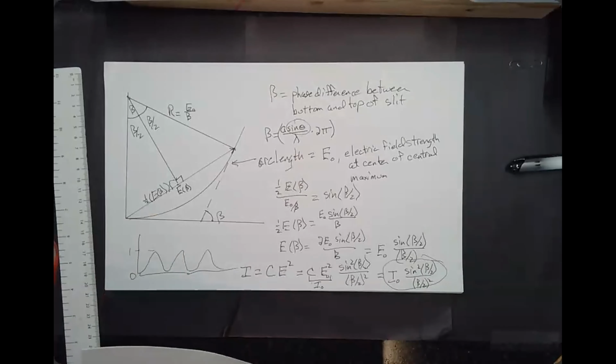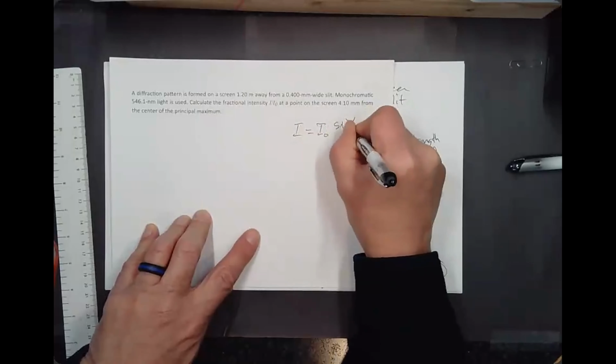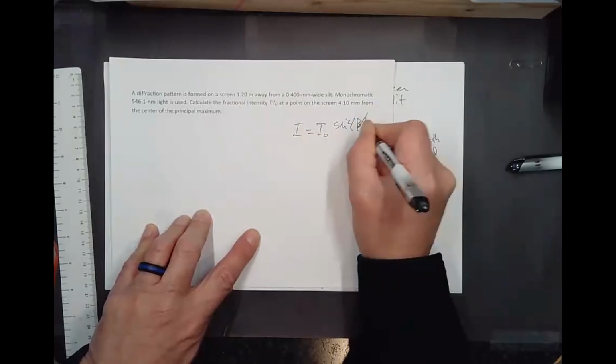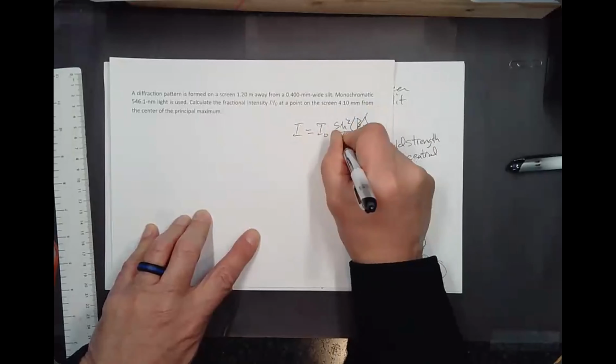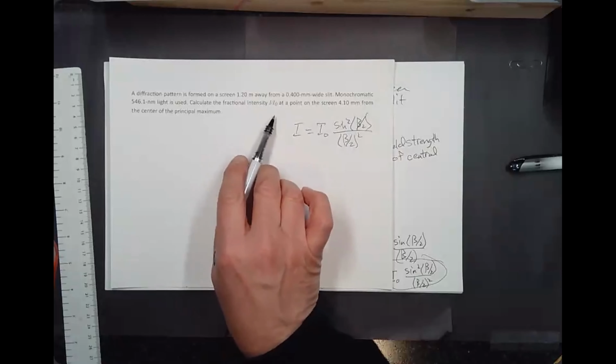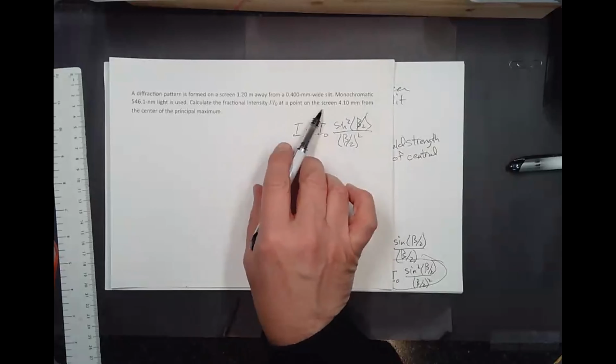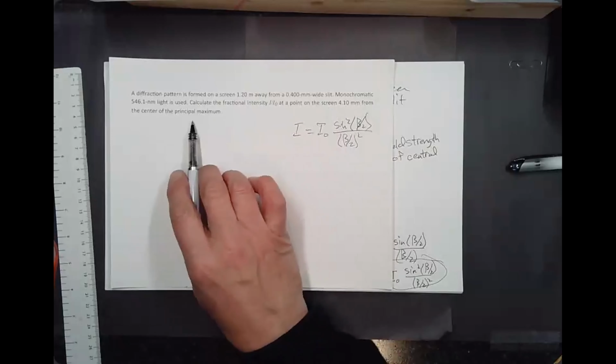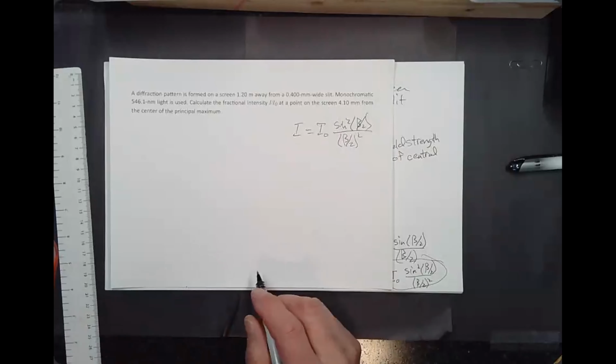So anyway, let's come to this problem here, and keep in mind the intensity is going to be I naught sine squared of beta over 2 divided by beta over 2 squared. Sometimes you see this whole thing wrapped in parentheses and square the whole works. So we want to know the fractional intensity I over I naught at a point on the screen, 4.10 millimeters from the center of the principal maximum.